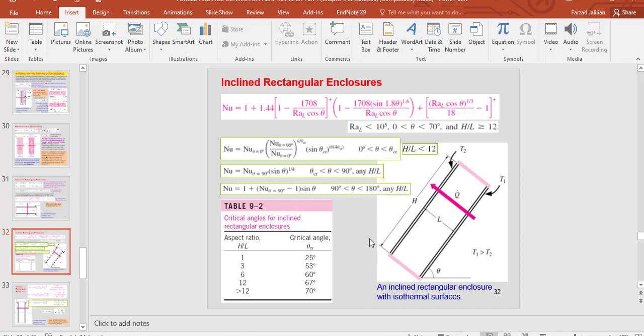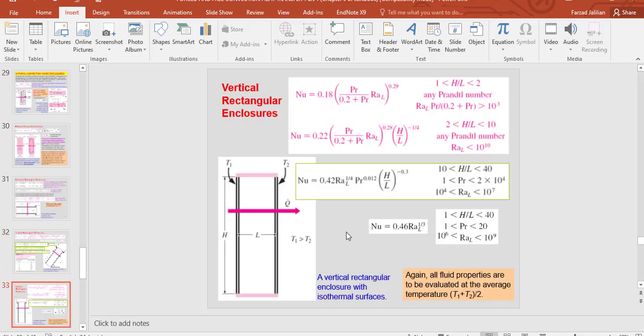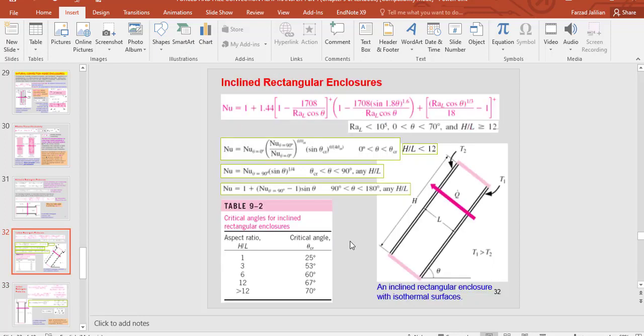And when this theta is between 90 and 180 degrees, for any aspect ratio, we can use this equation to find the Nusselt number, which is also defined according to the Nusselt number for vertical rectangular enclosure. We will see in the next slide how to find this Nusselt number for vertical. This is the Nusselt number for vertical enclosure.